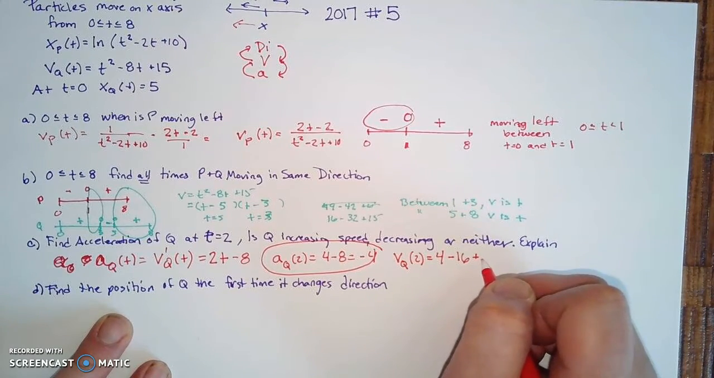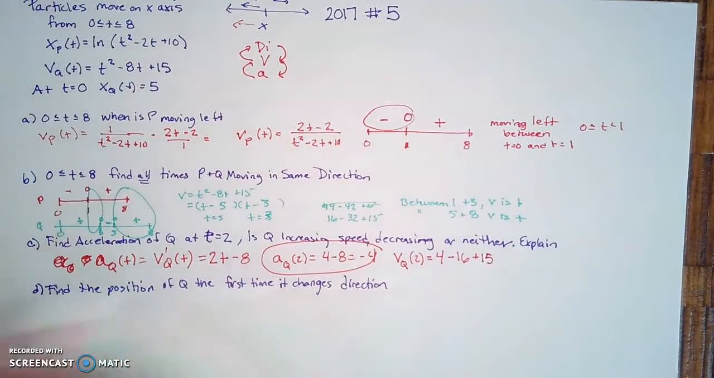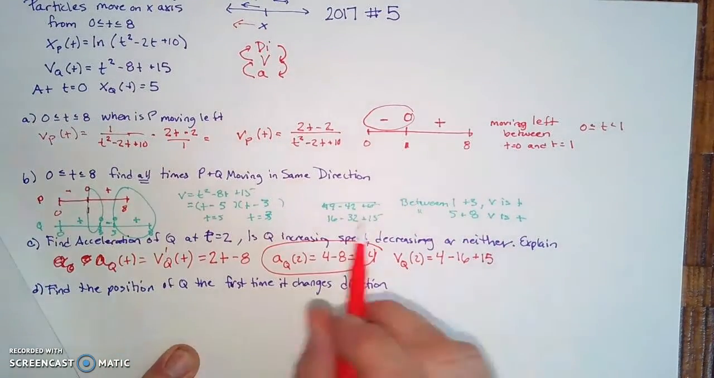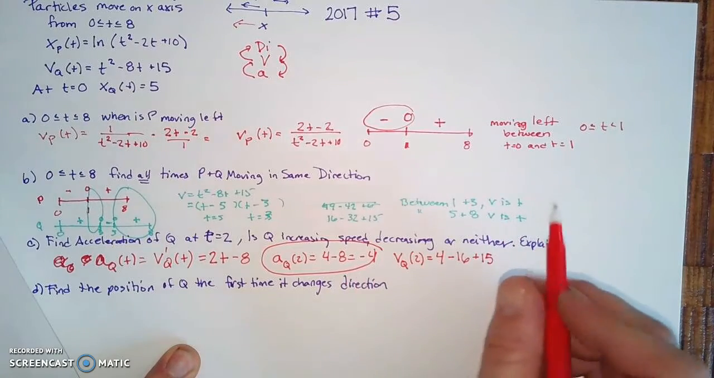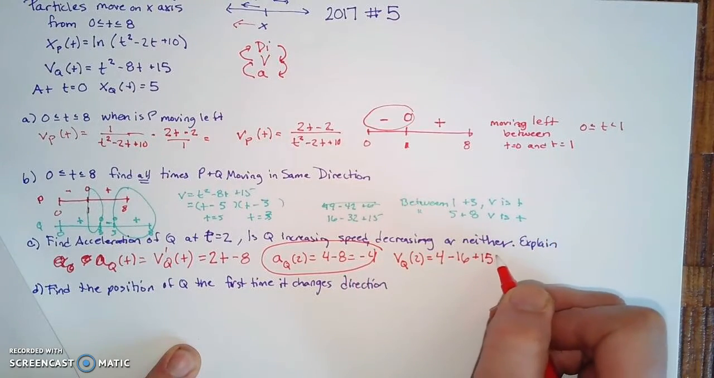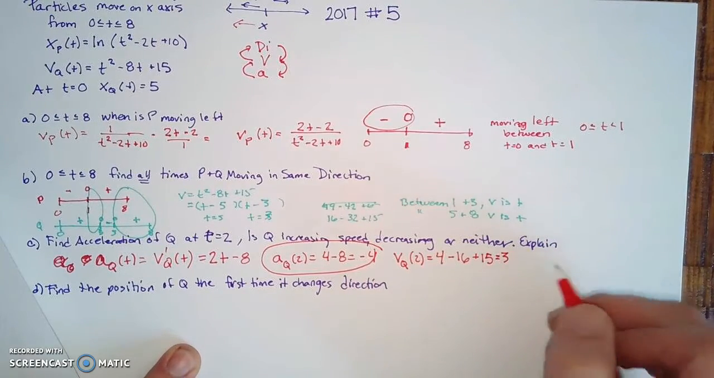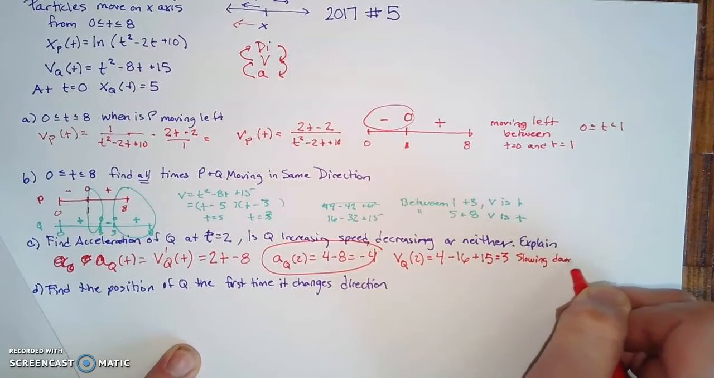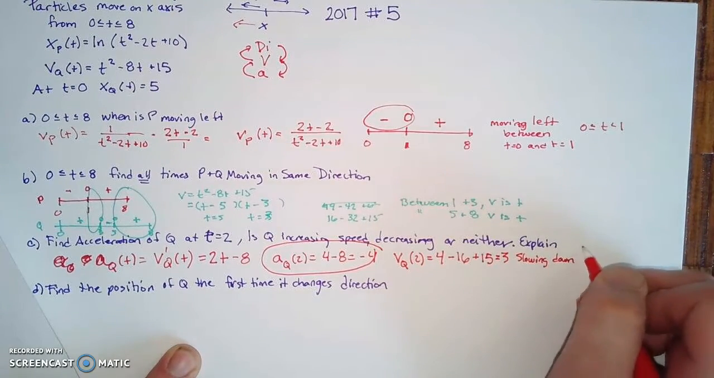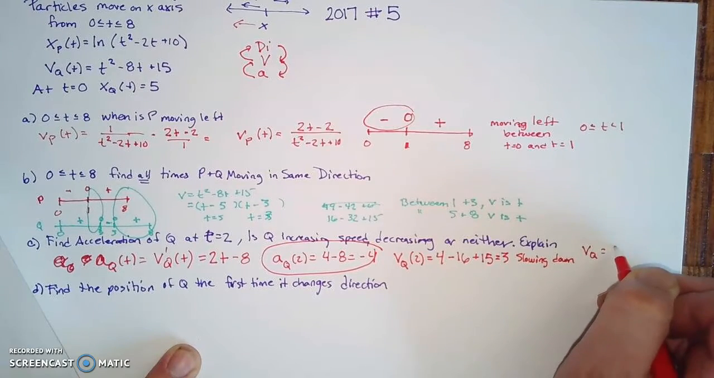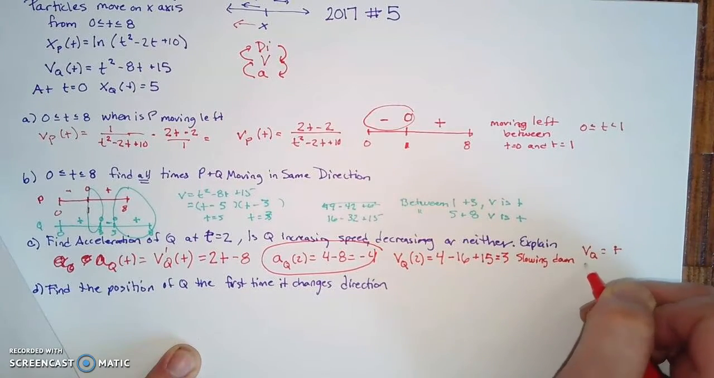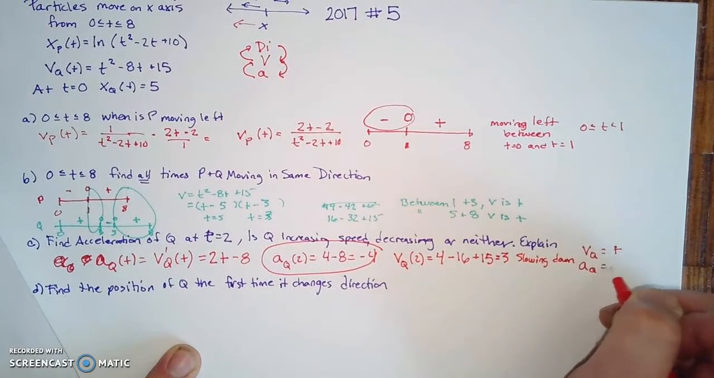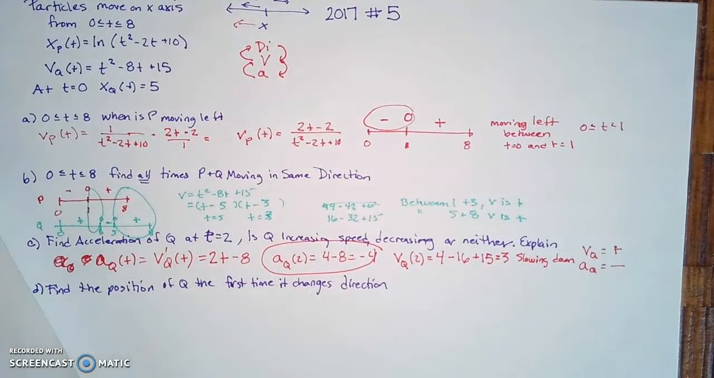That's 4 minus 16 plus 15. And so v sub q of 2 is 3. So this is slowing down. And why? Because those things are fighting each other. Because v sub q is positive and a sub q is negative. That's enough to get you full credit on the answer right there.